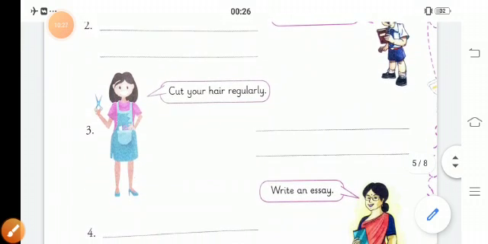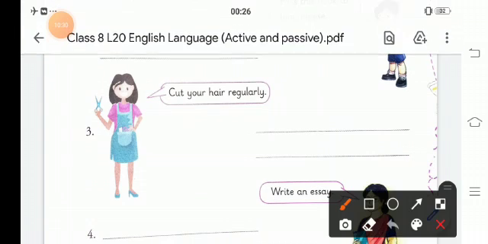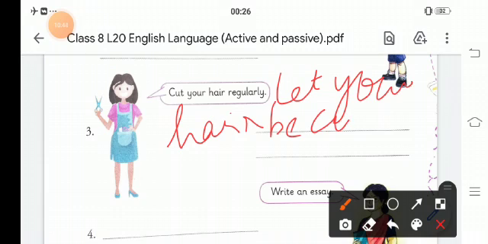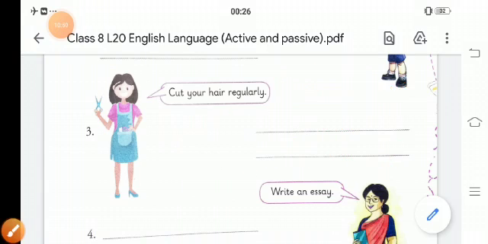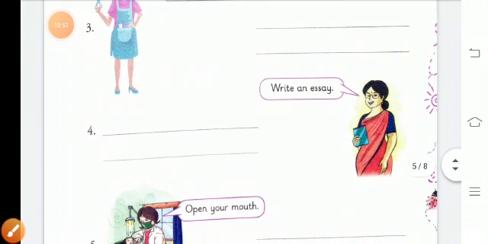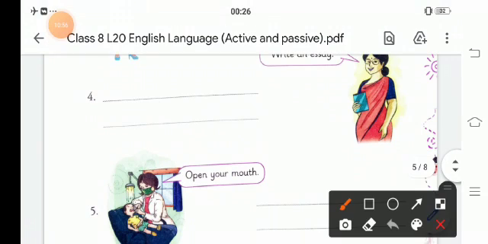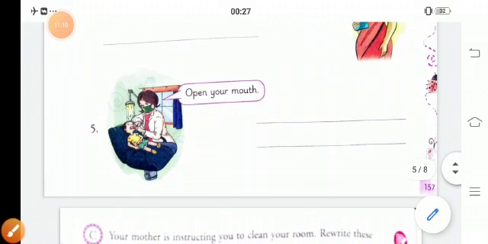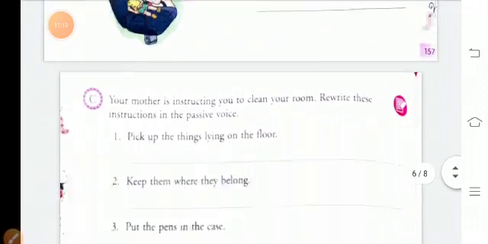Now, third one is cut your hair regularly. The sentence will be like this. Let your hair be cut regularly. Then write an essay. Let an essay be written. Open your mouth. Let your mouth be opened.